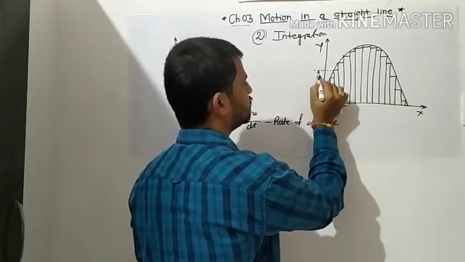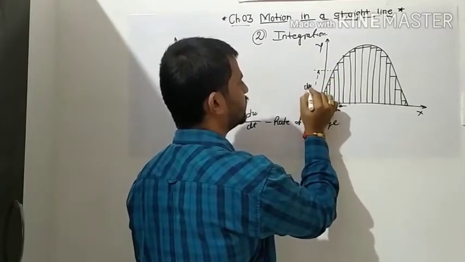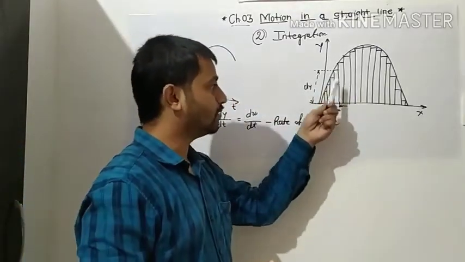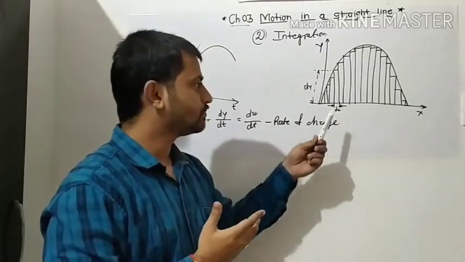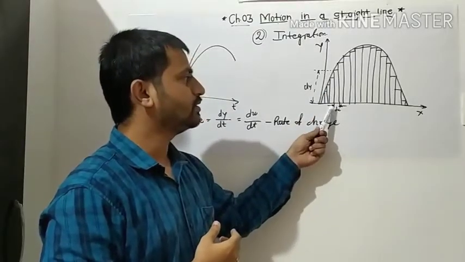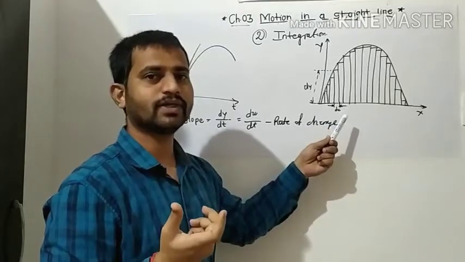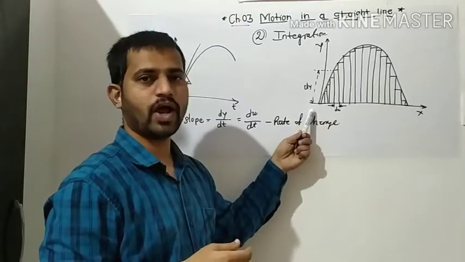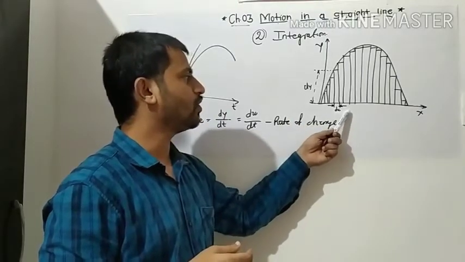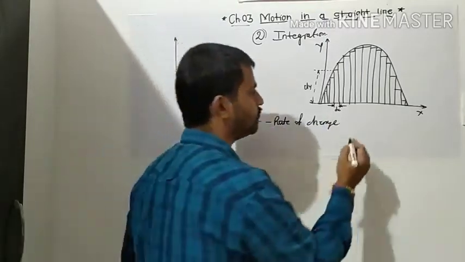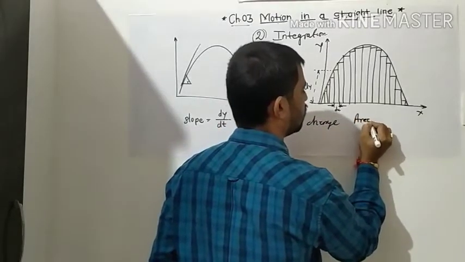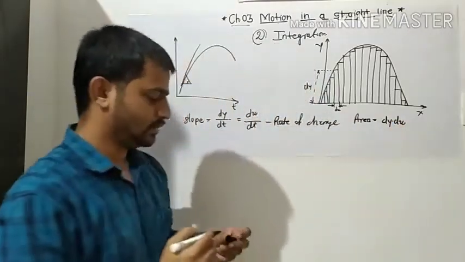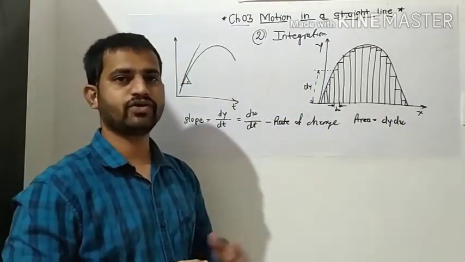This much will be the value of y. We can consider here as the dy. To find out the area of this particular rectangle, we have to multiply these two terms. Here we consider a small part of the x, that is the dx, and this is the respective value of the y. From this we can get the area of the small part is equal to dy into dx.